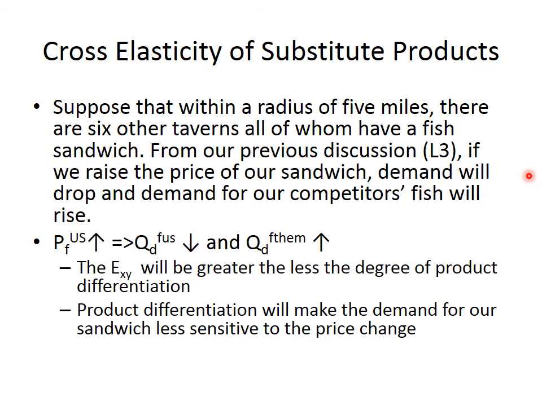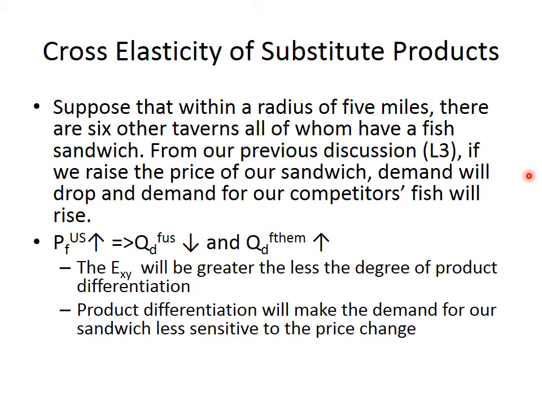Now, the cross elasticity of substitute products. Suppose that within a radius of 5 miles, there are 6 other taverns, all of whom have fish sandwiches. In point of fact, at the last of the restaurants that I worked at, which was a bar restaurant, within a 3-mile radius, there were 6 other taverns, all of whom served fish sandwiches. So that's a highly competitive market.